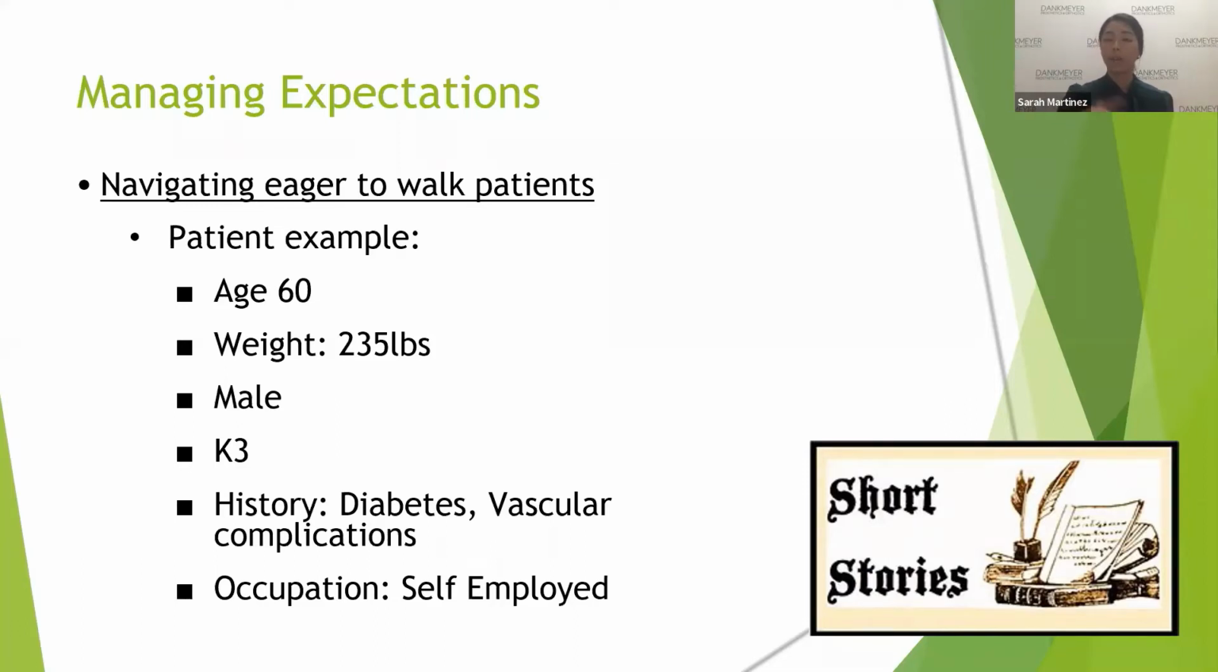So next time, what I would have done was tell the patient and answer the question, when can I walk? Well, you know what? First, we got to get you into an appropriately fitting socket. And then the next step is we need to make sure that you tolerate weight bearing in that socket well. So that's what I learned from that situation.